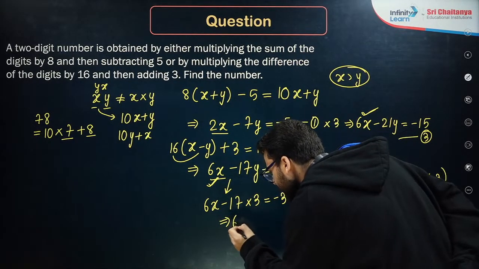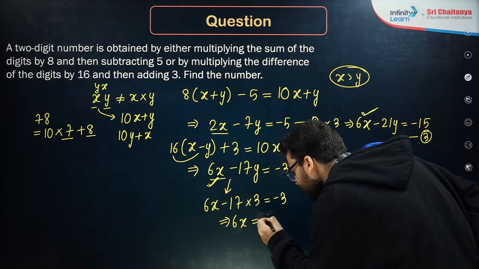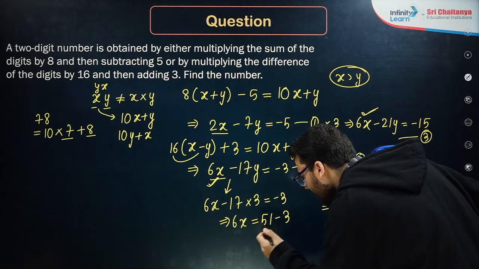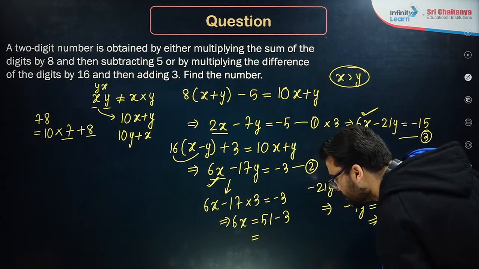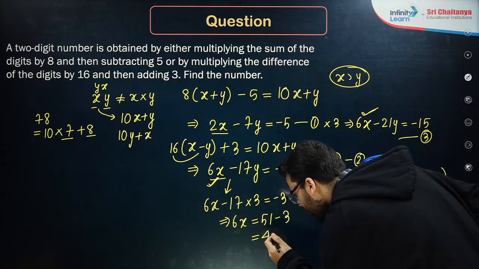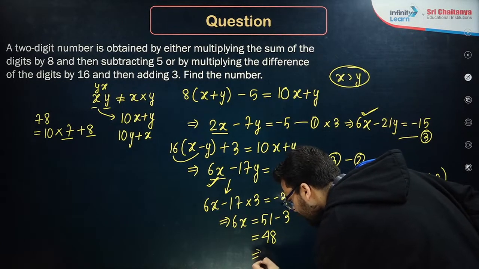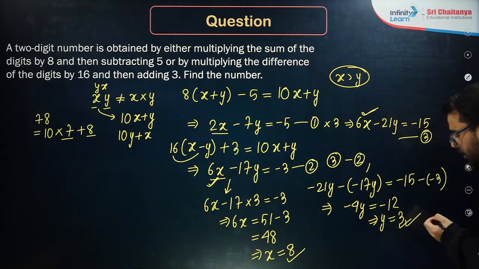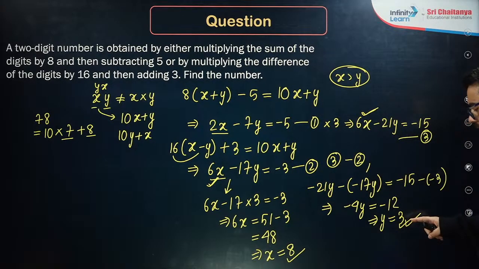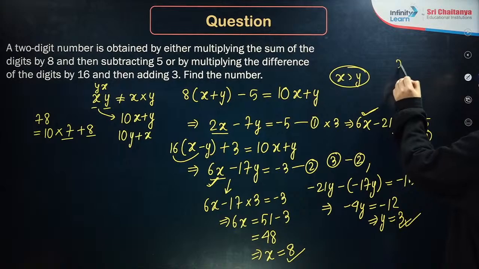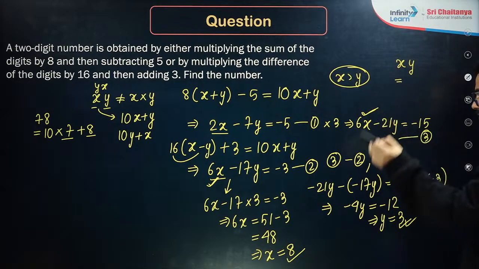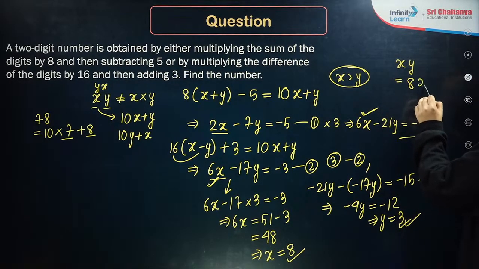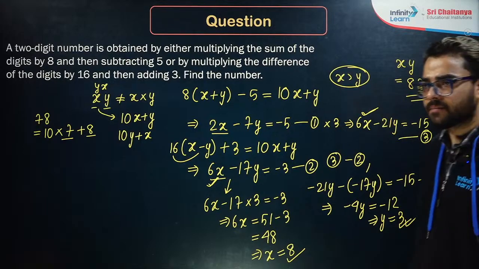So you can find the value of x, that is nothing but 51 minus 3, and that is equal to 48 over here. Yes or no? Now x will be equal to 6 8s are 48. x is equal to 8 and y is equal to 3. So if x is equal to 8 and y is equal to 3, the number was what, guys? xy. So that is equal to 83. 83 is the number. Is it clear, guys?